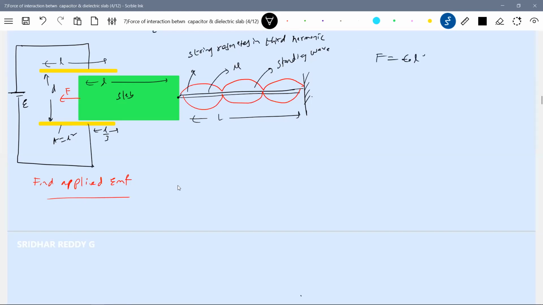Epsilon naught L E square (K minus 1) by 2D. This F only will provide the required tension. So if it resonates in the third harmonic, what is the formula for that? 3V by 2L. So what is this V? V is root of T by mu, and in fact, F is equal to T.